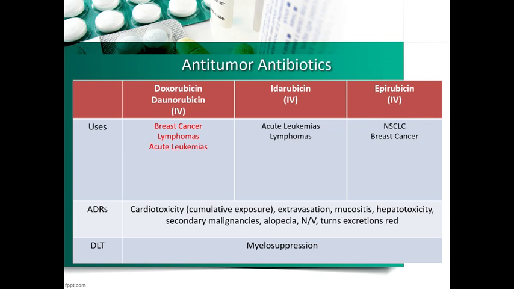Now doxorubicin is the main one we see, and we see it a lot in breast cancer. We see it in both non-Hodgkin's and Hodgkin's lymphomas, and then we see it in leukemias as well. Lots of toxicity from these agents that are noteworthy, that we should be mindful of. So cardiotoxicity, extravasation, which we'll talk about on the next slide, mucositis, it does run through the liver, so hepatotoxicity, nausea, vomiting, red secretions, and lots of myelosuppression.